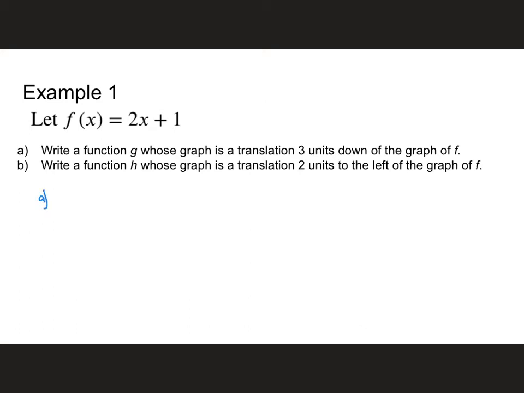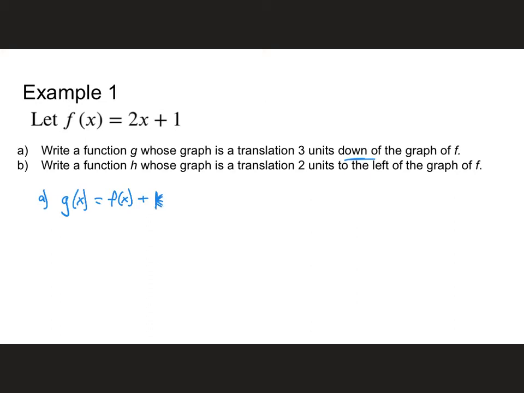So g of x, we know, is a function where we've taken the function f and moved it down 3 units. So what does that mean? That means we've taken f of x and moved it down 3 units. So f of x plus k, this is a k movement because it's vertical, right? Up and down is vertical movement. So we know it's f of x plus k.